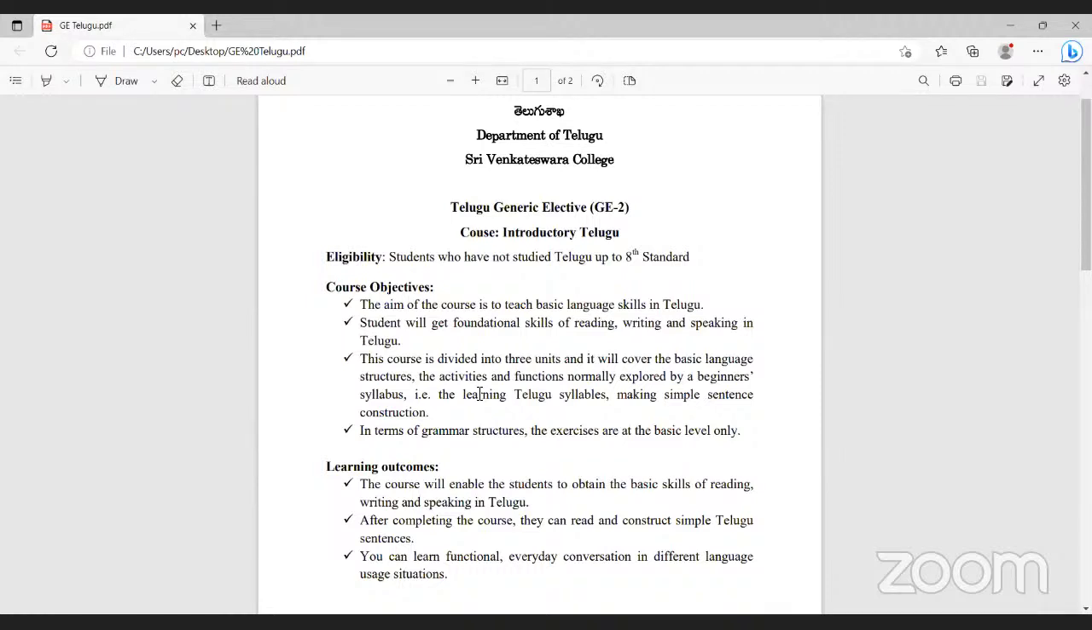The course will enable the students to obtain the basic skills of reading, writing, and speaking in Telugu. After completing the course, they can read and construct simple Telugu sentences. You can learn functional everyday conversations in different language usage situations. So people who are interested in learning a new language and the classical language Telugu, you can opt for the Telugu GE paper, Introductory Telugu.